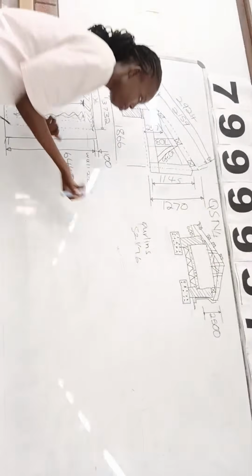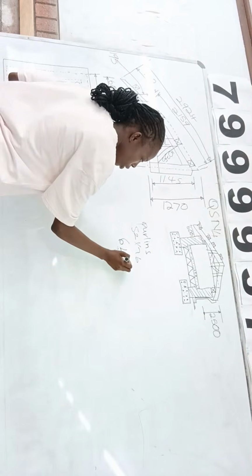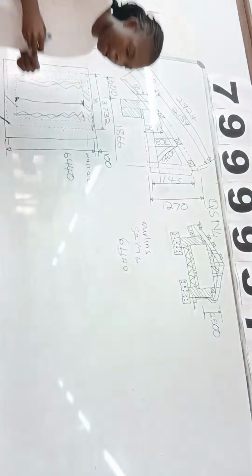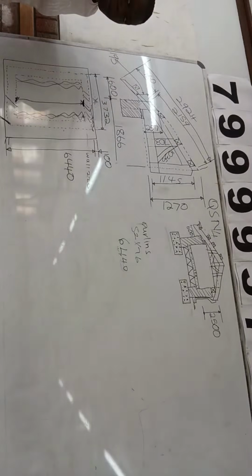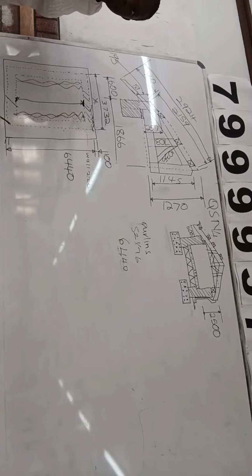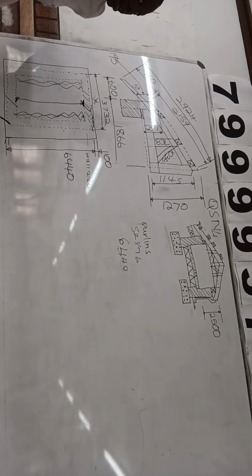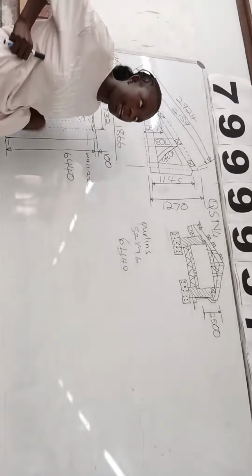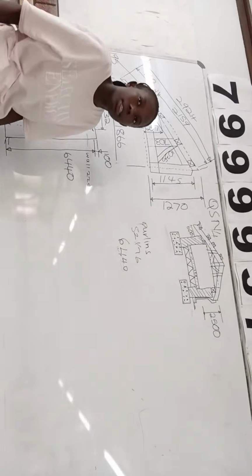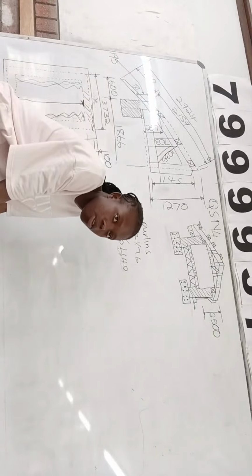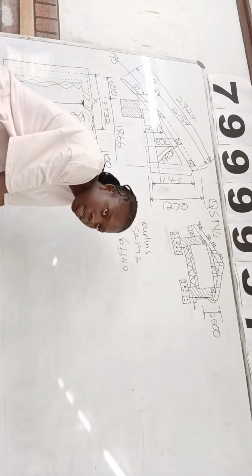So it's going to be 6440 plus 100. What's going to be the length of our pay lines? Our pay lines are external. Line one of our wood is external. Plus 1200, with the wood 6440 plus.